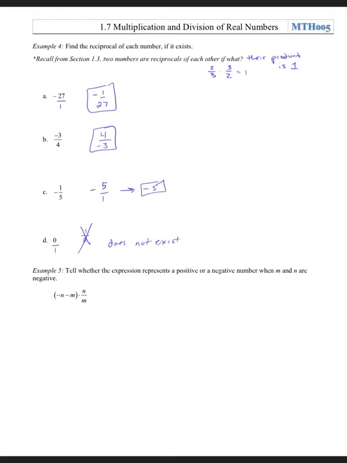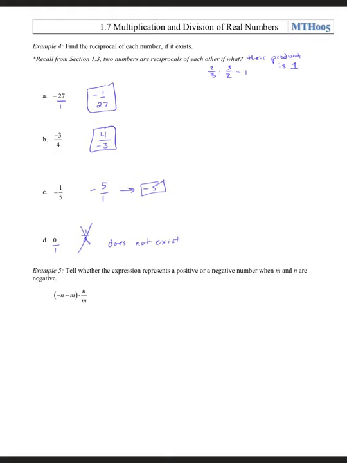Okay, and the last idea here, we want to be very, very careful with this because you will see this again and students tend to miss a lot of points on this. We want to tell whether the expression, so this expression right here, represents a positive or negative number when m and n are negative. So they're saying, okay, if we substitute in any negative value for n and m, what will this be if we simplify it, negative or positive?